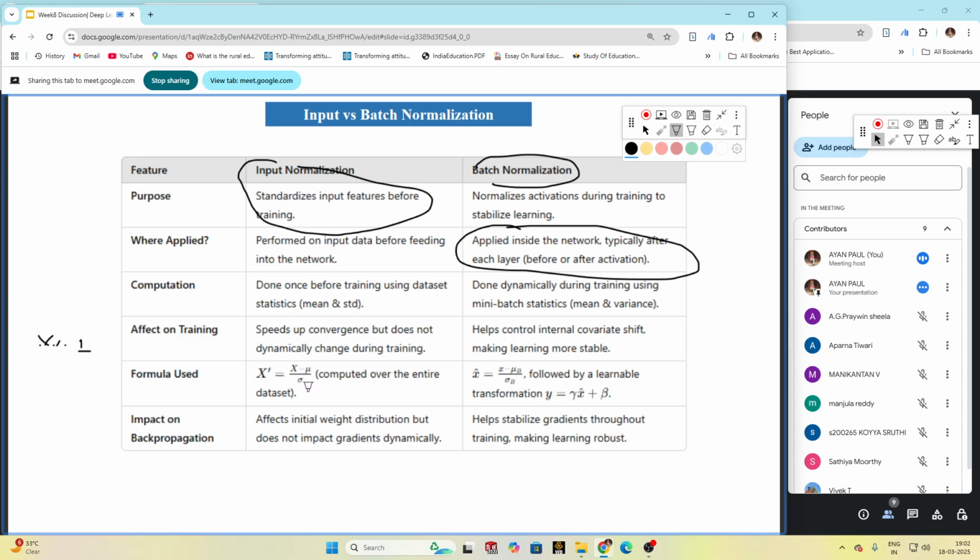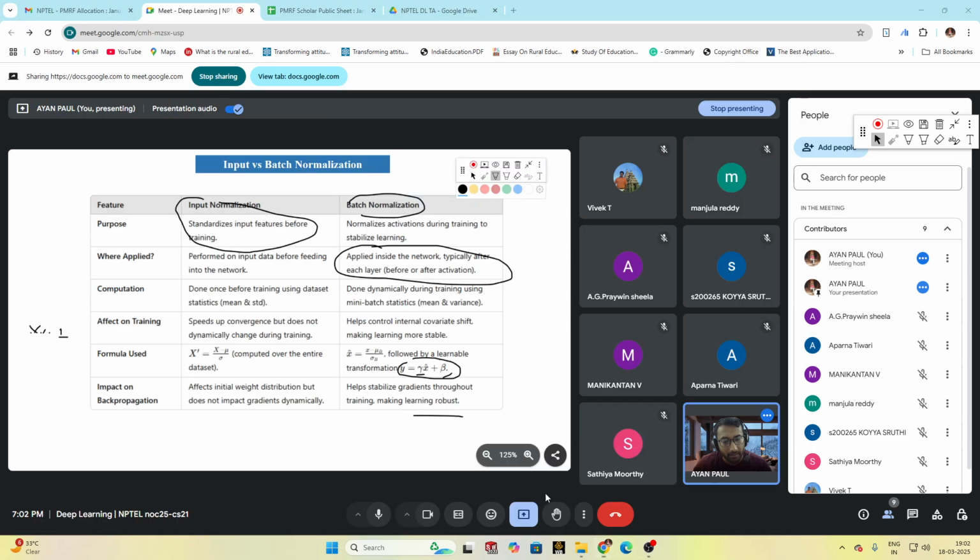The formulas used are very similar: we are doing minus mu by sigma. In batch normalization, we are again transforming whatever we converted by two learnable parameters, gamma and beta. So this is another difference. Impact on backpropagation: input normalization affects the initial weight distribution but does not impact gradients dynamically. Here, batch normalization helps stabilize the gradient throughout the training, making learning robust. So this is the difference between input normalization and batch normalization.